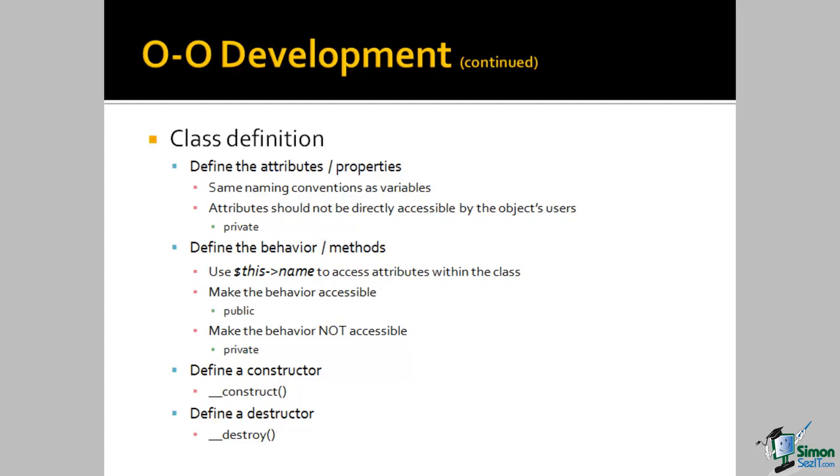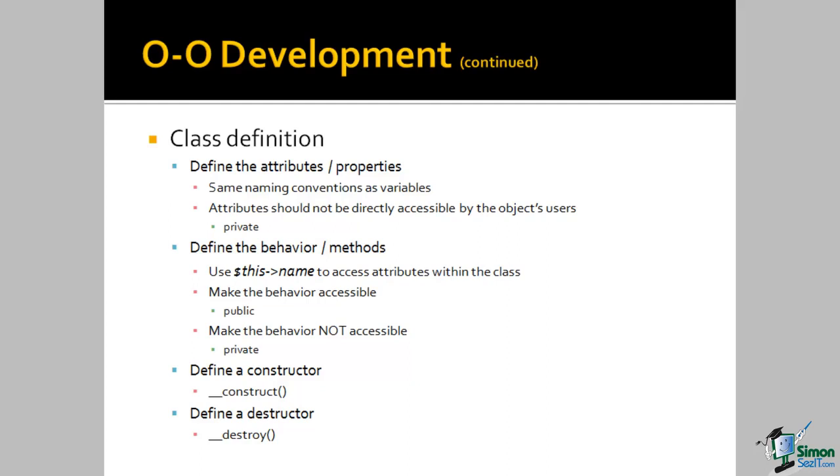Then we need to decide how we're going to construct these objects. What is necessary to make an object of this type? And then finally, when the object is no longer needed, we need to define how the object should release any internal resources that it needs to release, and define a destructor for the object. Notice that PHP defines a constructor and a destructor for us. We don't have a choice of naming the constructor and the destructor.